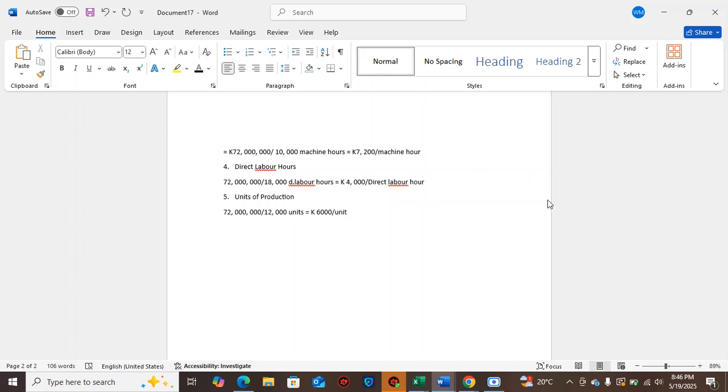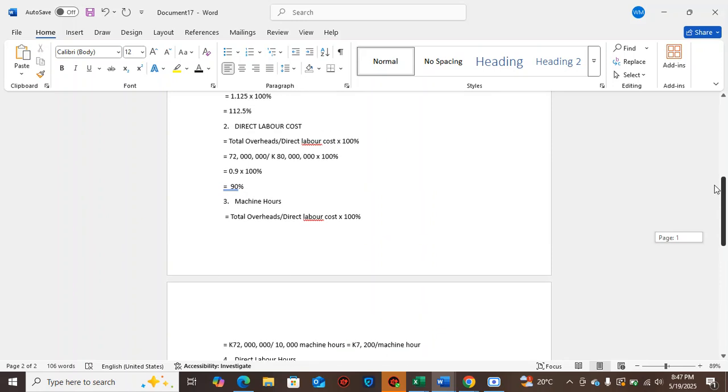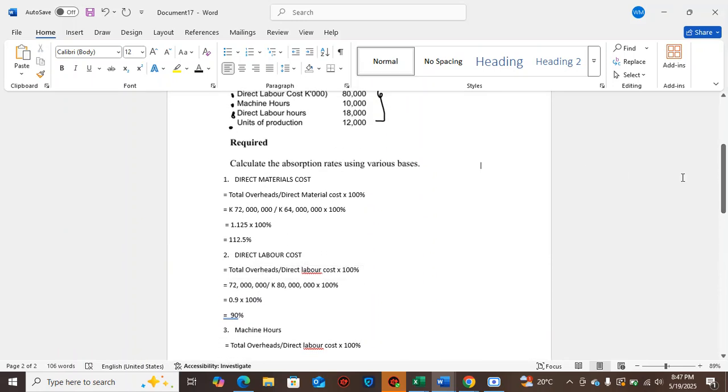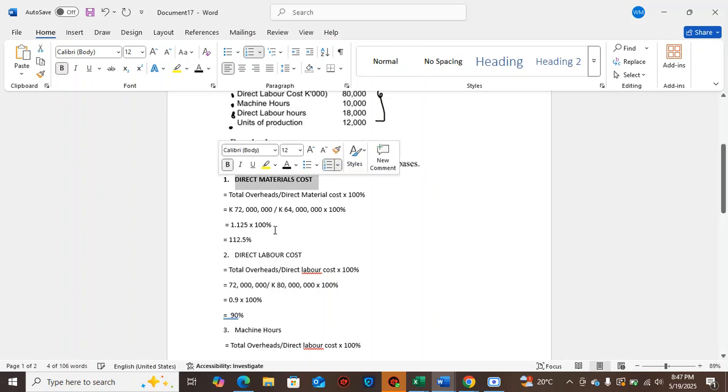Okay. So, colleagues, these things that we've calculated here, this is just our overhead absorption rate. Think of the overhead absorption rate as the overhead cost per unit. So now I'm going to illustrate to you how we use these absorption rates that we've calculated. Any questions before I go there?